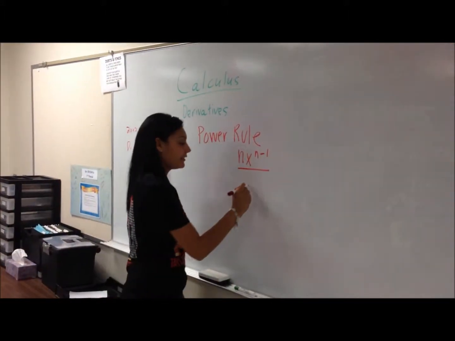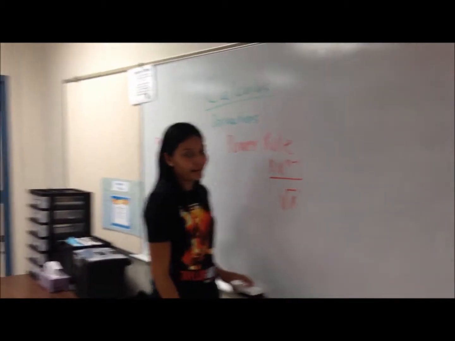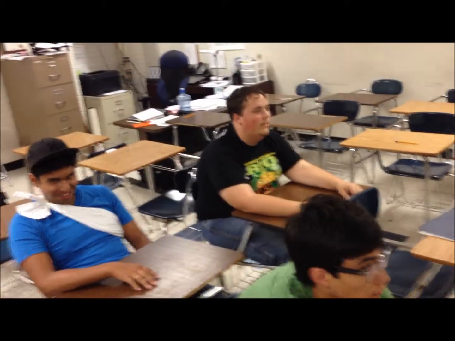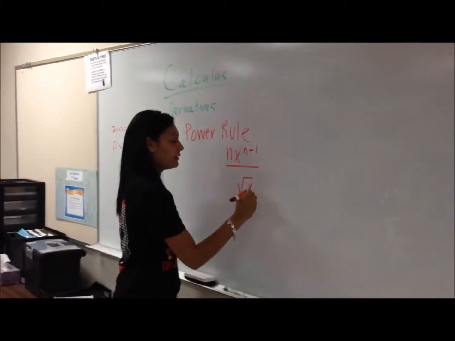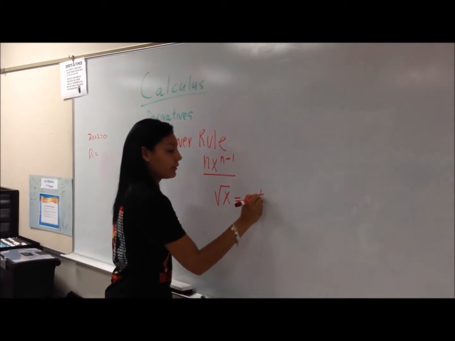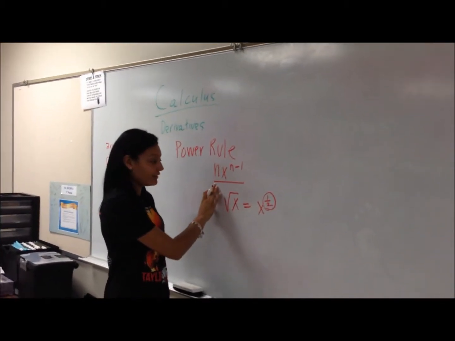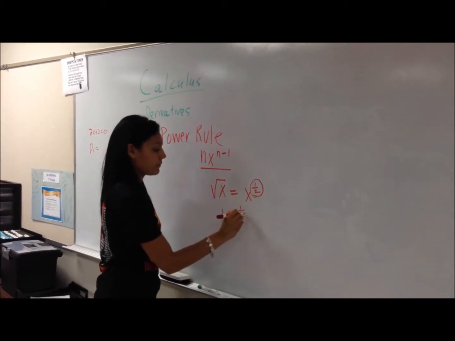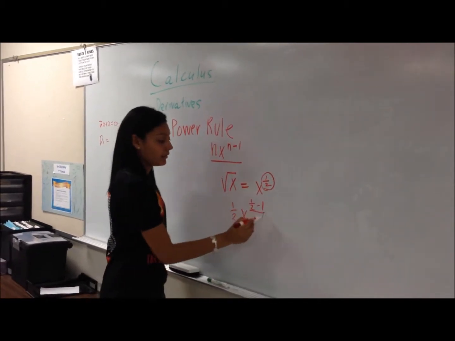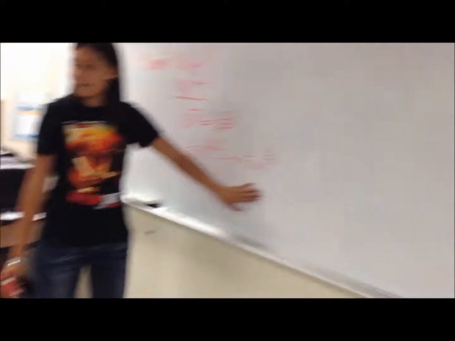Okay, our next problem is square root of x. And although it may seem like it's to the first power, it's not, so don't write that. Square root of x can be rewritten as x to the 1/2 power. Now this is still our n, so we're going to plug it back into the original equation, which is 1/2 x to the 1/2 minus 1. Now we need to work this out, so that is going to be 1/2 x to the negative 1/2. Everybody get that?